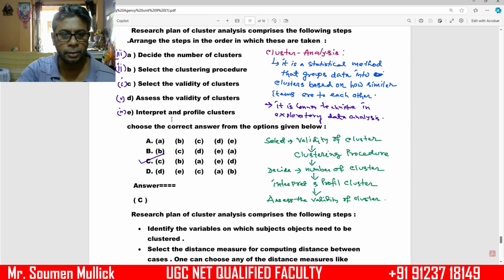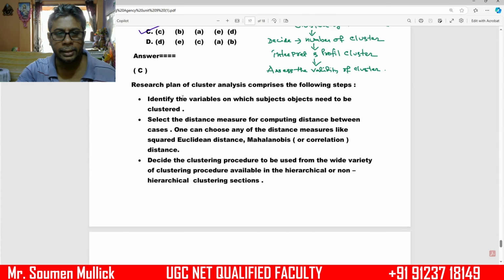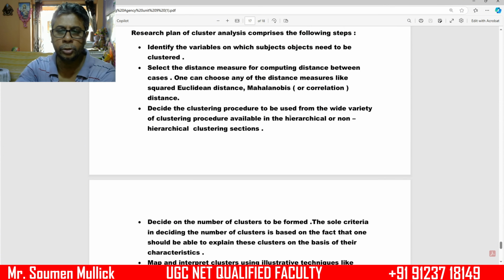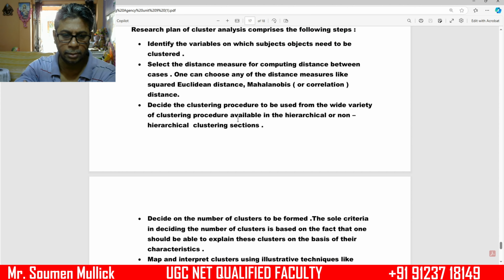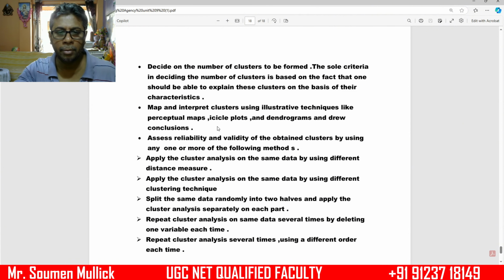Next, apply the cluster analysis on the same data using a different distance measure. Apply the cluster analysis on the same data using a different cluster technique. Split the same data randomly into two halves. Apply the cluster analysis separately on each part. Repeat cluster analysis on the same data several times by deleting one variable each time, and repeat cluster analysis several times using different orders each time. So these are the systematic steps of cluster analysis.